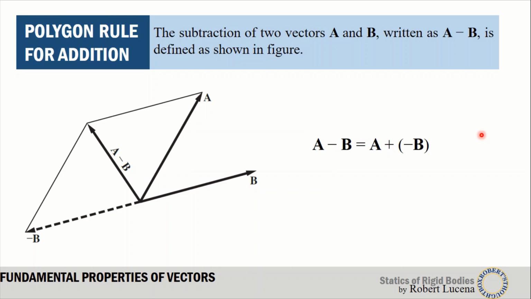Now for the subtraction of two vectors, written as A minus B, it is defined here. So if you have two vectors, A and B, and you subtract the value of B from A, the value of B, being negative, will be directed to its opposite side.